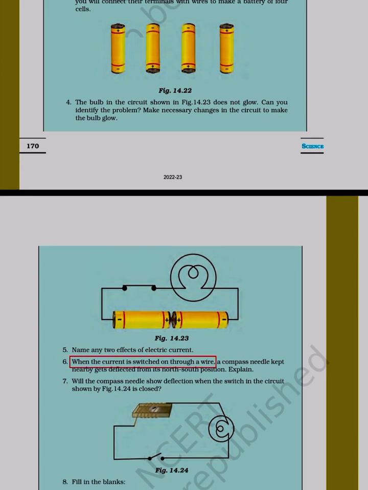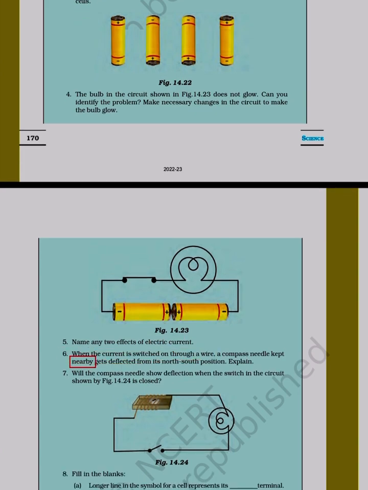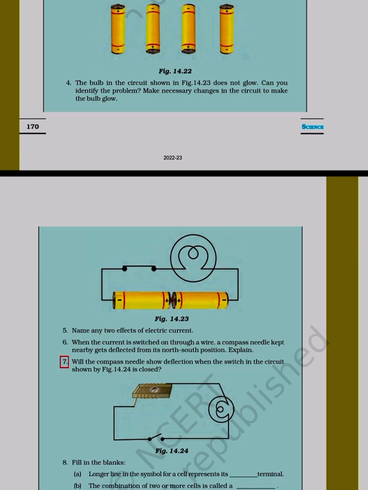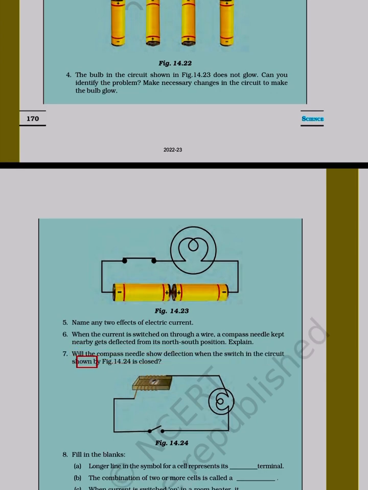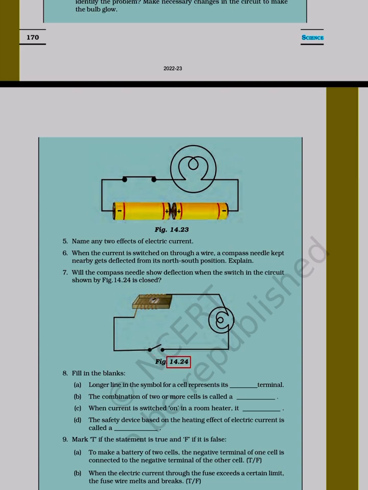6. When the current is switched on, a compass needle kept nearby gets deflected from its north-south position. Explain. 7. Will the compass needle show deflection when the switch in the circuit shown by Figure 14.24 is closed? Figure 14.24.